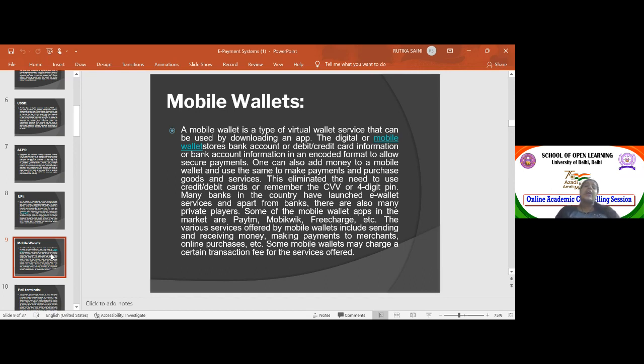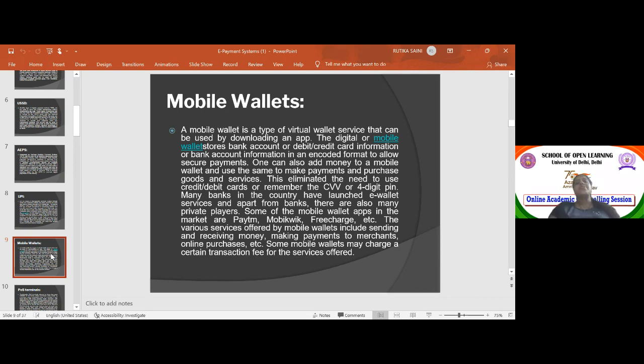They have a disadvantage: you would not be getting any interest on that amount because now it is stored in the wallet. So it is just like your wallet, the physical wallet. So you don't get any interest. If you keep 10,000 or 20,000 rupees in your purse for a month, you will not get any interest on it. So similarly, when you store an amount in the mobile wallet, you would not get any kind of interest there.